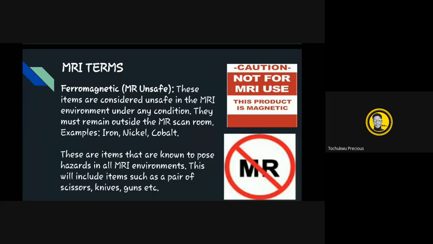So, definition of some MRI terms. We have ferromagnetic, which is MRI unsafe. These items are considered unsafe in the MRI environment under any condition. They must remain outside the MRI scan room. These are items that are known to pose hazards in all MRI environments, such as a pair of scissors, knife, gun, nickel, or cobalt.